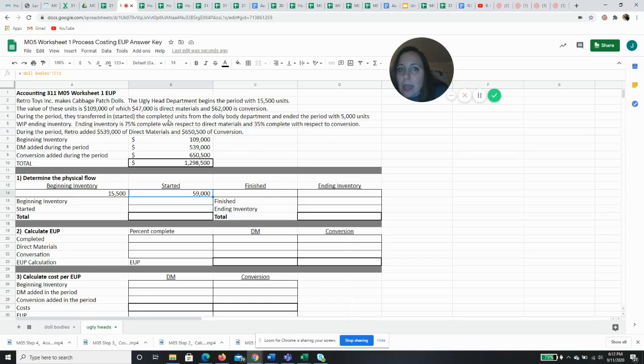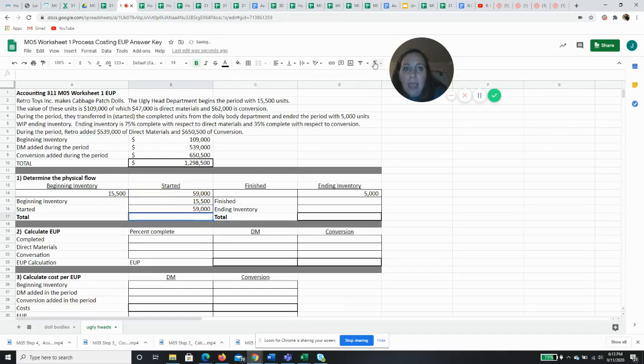All right. And then it says we ended the period with 5,000 units in WIP ending inventory. So that's going to be 5,000. And it does not tell us how many units we finished, but luckily we know that beginning inventory plus started equals finished plus ending inventory. So if I put in my beginning inventory of 15,500 units plus my started of 59,000 units, if I add those up, that gives me 74,500 units. And so that means that finished plus ending inventory must also be 74,500 units. My ending inventory is 5,000. And so I can calculate my finished must be 74,500 minus my ending inventory of 5,000. So we must have finished 69,500 units. So let's go ahead and add that.